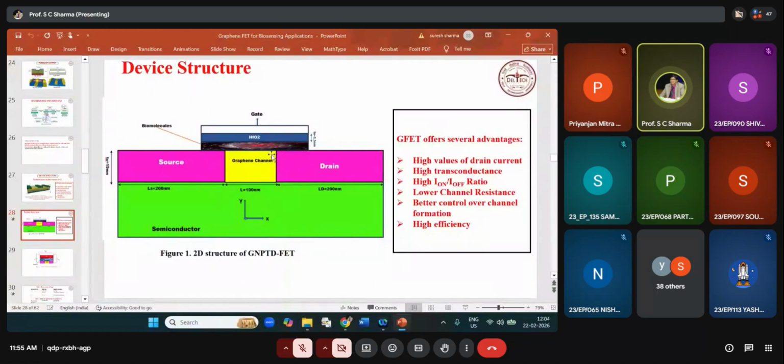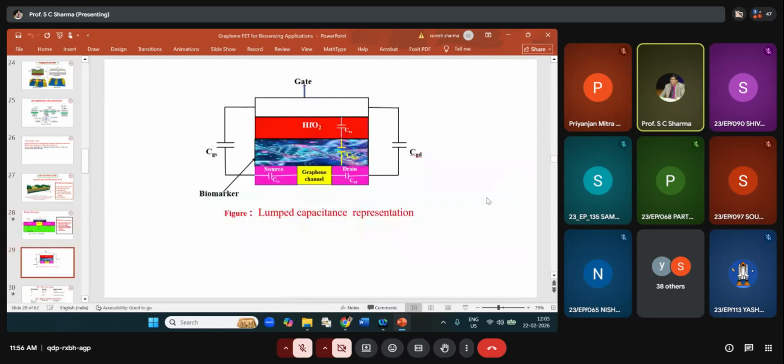Now this is our structure. In fact, a student prepared this structure. This is source, drain. This is graphene as a channel. Then we have used hafnium oxide in place of silicon dioxide. The advantage of hafnium oxide is its high permittivity, around 22, while silicon dioxide permittivity is 3.9. This is the source length, this is the drain length, and this is the channel length, graphene channel, and this is semiconducting material. So again, the same because of these advantages.